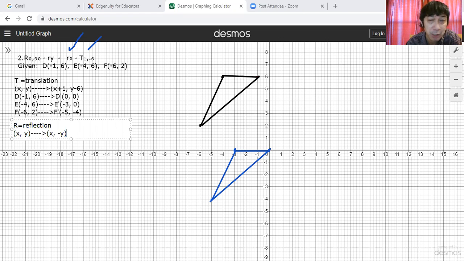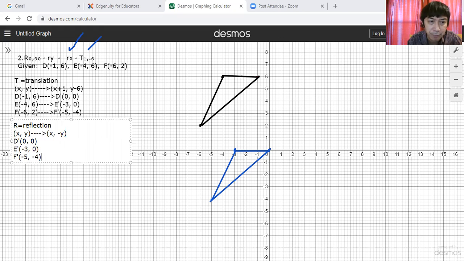We shall get the inputs for this. The inputs for reflection are the outputs from the previous, so we're going to use the primes: d prime, e prime, and f prime. We start with d prime. The input point is 0, 0. For e prime, let's write it first: negative 3, 0. And the third point f prime is negative 5, negative 4.